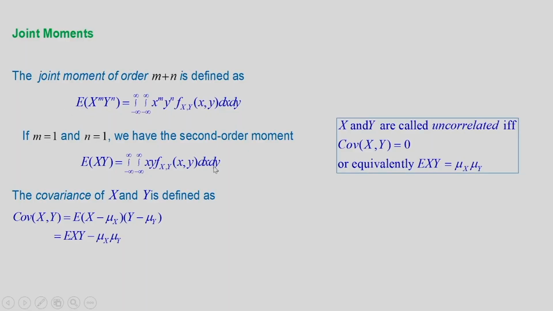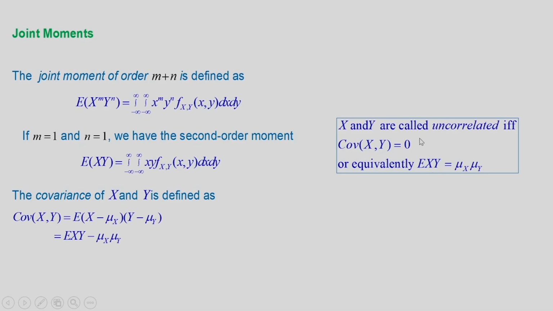Now, covariance is a very important operation, and it leads us to the definition of uncorrelated random variables. X and Y are called uncorrelated if covariance of X, Y is equal to 0, or equivalently E of XY is equal to mu x into mu y. So, this is a definition in terms of the average value.